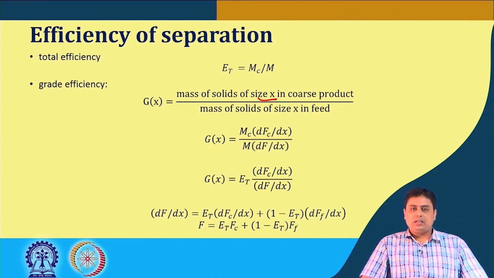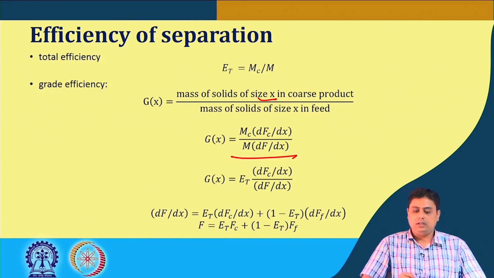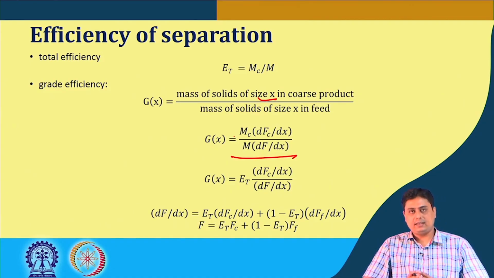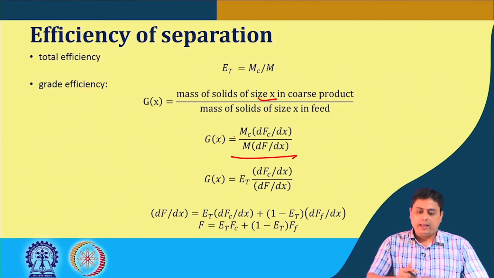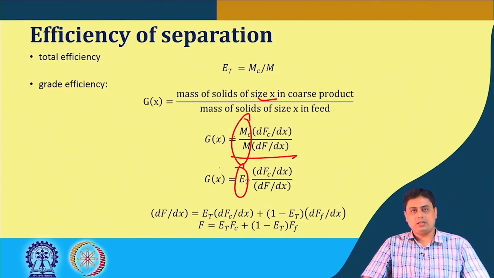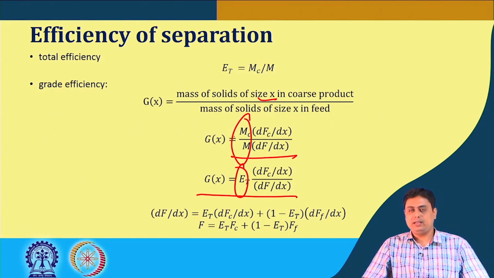So, by this definition, grade efficiency can also be written in this form. This is the mass of solids multiplied by the size distribution of size x in the coarse product, divided by the mass of the solids in the feed multiplied by its size distribution. And again we know mc by m is the overall or total efficiency of the cyclone separator, which means we can write the grade efficiency in terms of total efficiency as well.